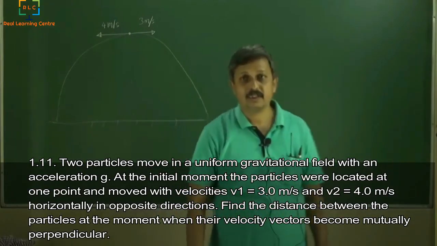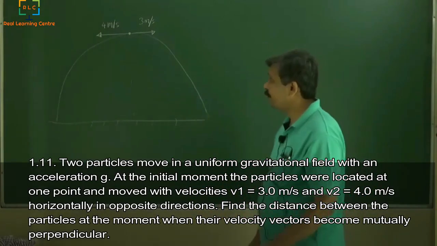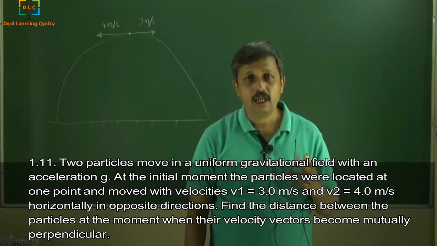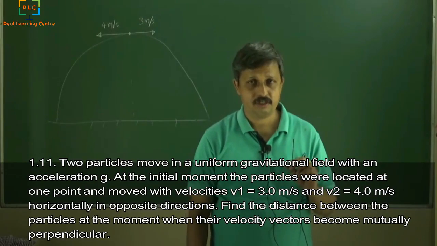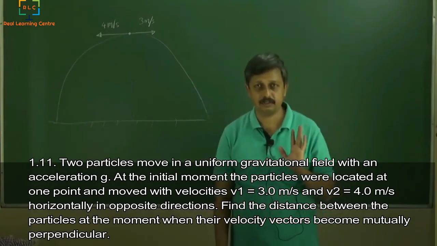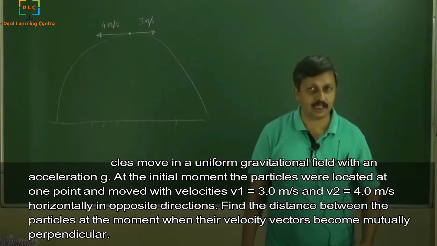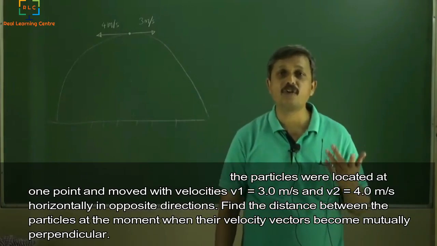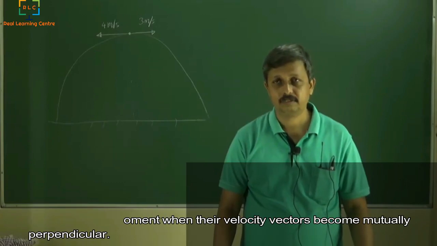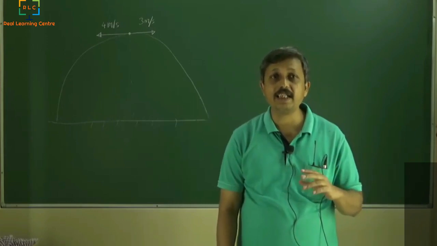Now, the question that is asked is, we want to find the distance between these two particles at the point at which their velocity vectors are mutually perpendicular. We want to find out when their velocity vectors are mutually perpendicular, and at that point find the distance between them. That is the question. Today I want to show you that it can be solved in 3 different ways. The whole idea is to learn these techniques.